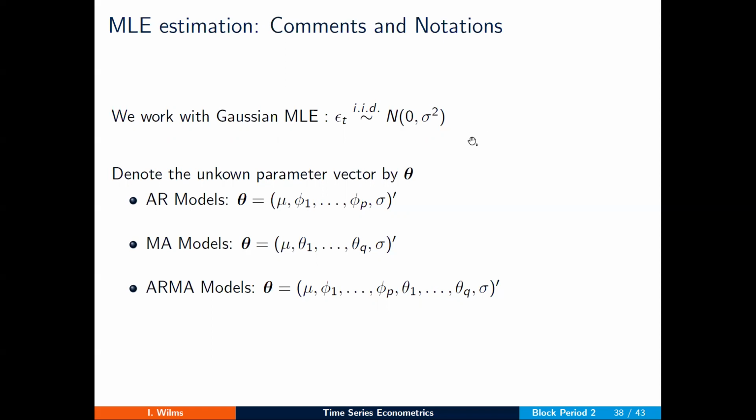As you might know from an earlier course, in order to compute the maximum likelihood estimator, you need to specify a distribution for the error terms. In this class, we will consider Gaussian maximum likelihood. And the parameters that need to be estimated in our various models will be conveniently collected into a single parameter vector theta. What the parameter vector precisely is, of course, depends on the model that you want to estimate. And I've summarized them over here for ARMA models.